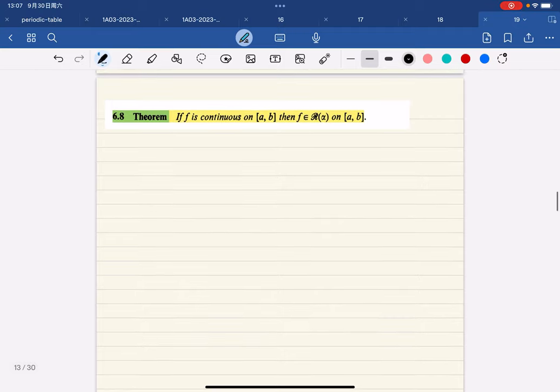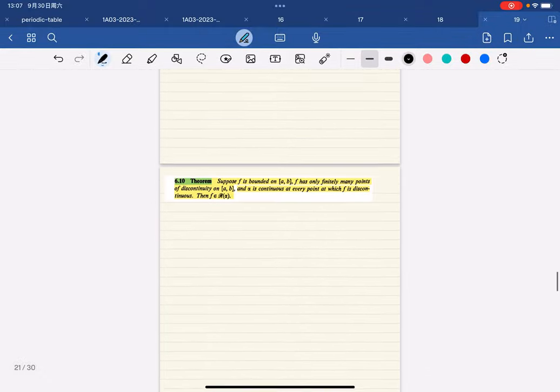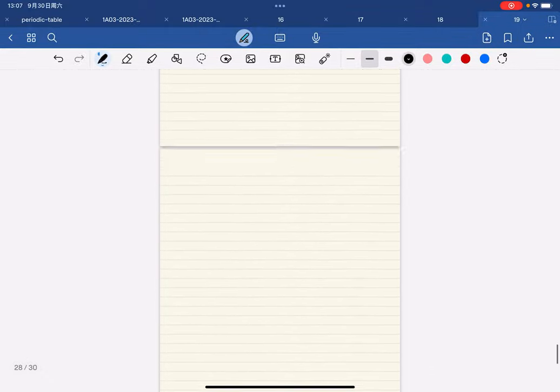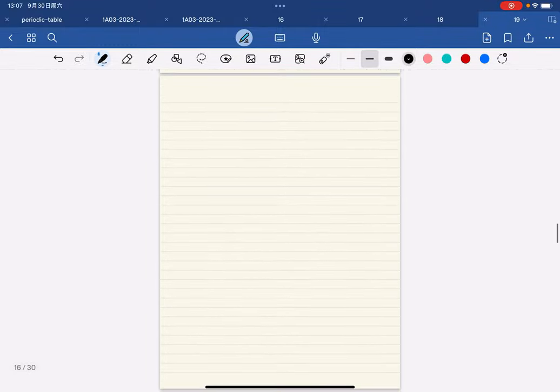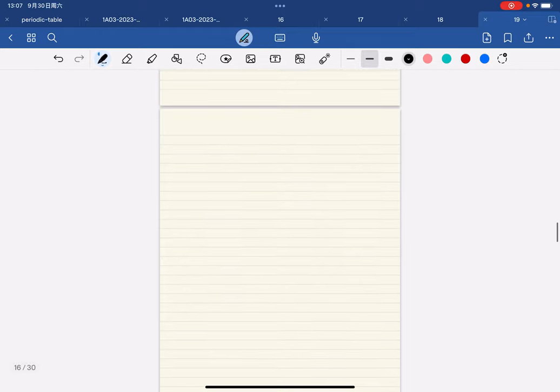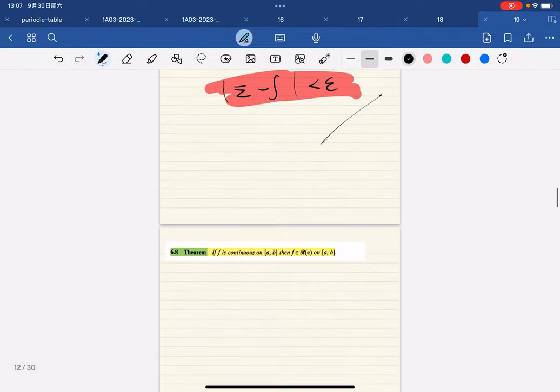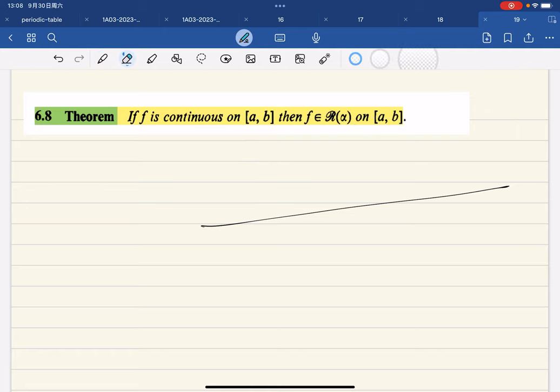Okay, now I think we have four more, right? One, two, three, four more conditions of being integrable. So if f is continuous, then the integral exists. Well, all the graphs I've drawn are continuous functions, so you can integrate them, right?